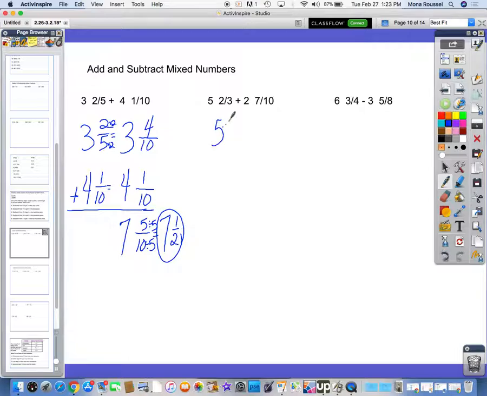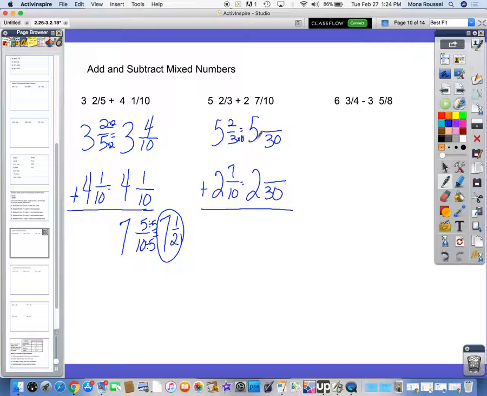This is another addition problem. We have 5 2/3 plus 2 7/10. Then we need to find the least common denominator for thirds and tenths. 10 is the larger denominator, so we'll list its multiples until we find something 3 can go into. The first multiple of 10 is 10, but 3 can't go into 10 evenly. 10 times 2 is 20, but 3 can't go into 20 evenly. 10 times 3 is 30, 3 can go into 30 evenly, so 30 is the least common denominator.